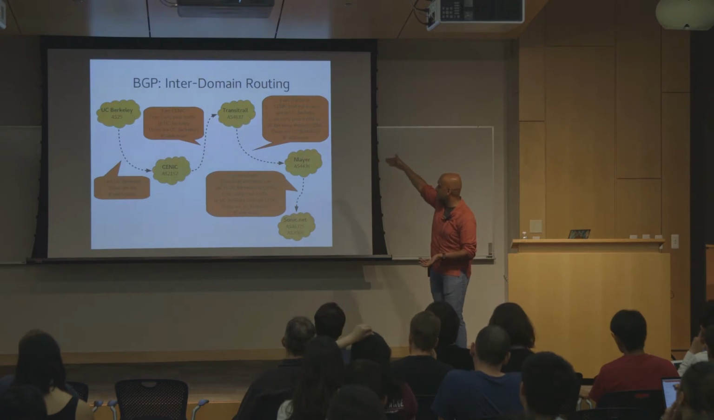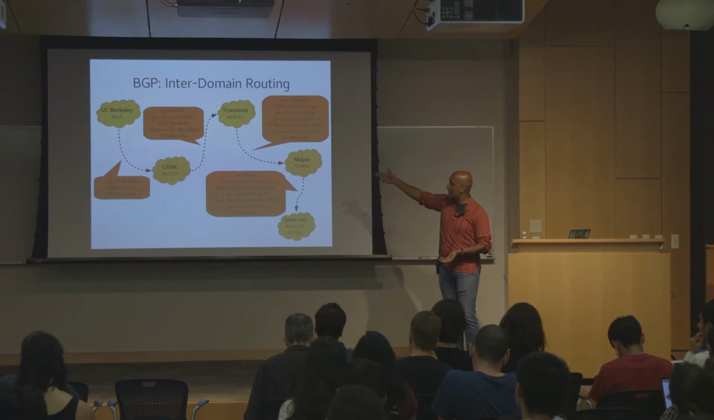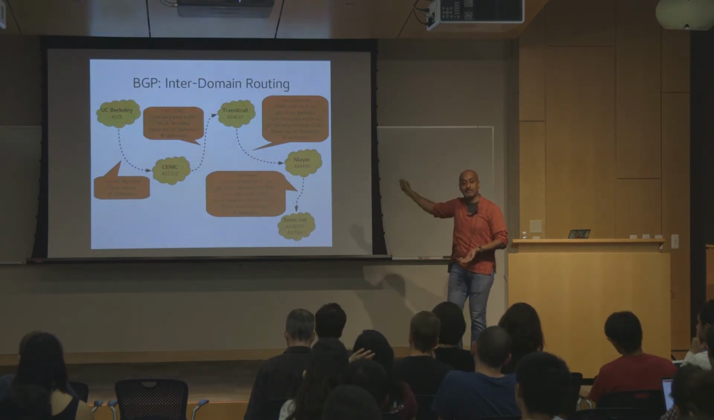Transit Rail in turn makes that announcement to nLayer, and nLayer makes that announcement to sonic.net, by which time you're going through many different layers of claims. I'm nLayer, Transit Rail told me it can get to UC Berkeley through Scenic. I can carry your traffic there, send it to me.